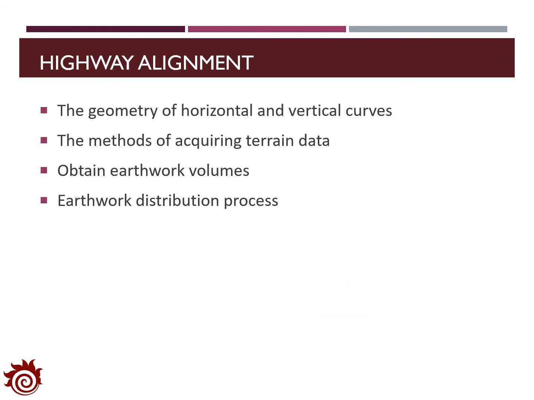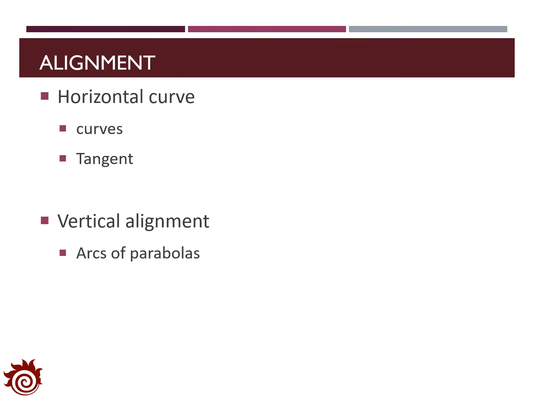In highway alignment, we first need to measure the geometry of the horizontal and vertical curves, and we are especially interested in identifying the smooth connections between straight sections. Also, we have to identify appropriate methods of acquiring terrain data for the region we want to do the construction work. And with this information, we need to estimate the volume of the earthwork and find out an efficient distribution process for the earthwork. One major objective of route surveying is estimating horizontal curves to connect two straight segments smoothly.